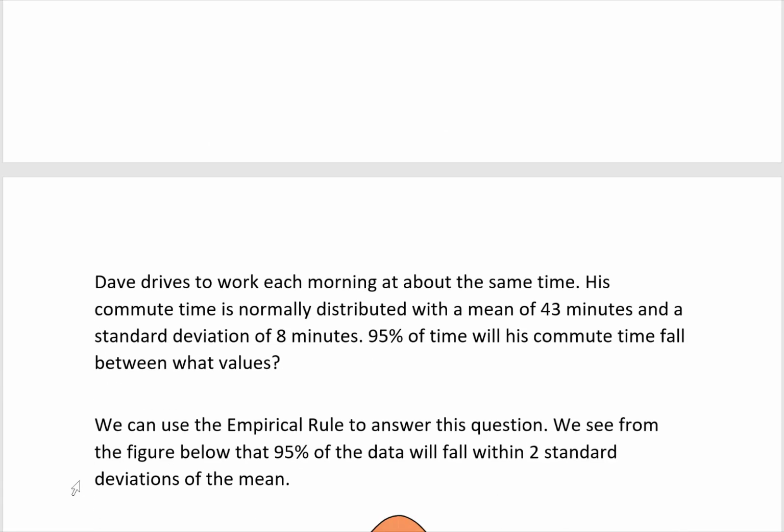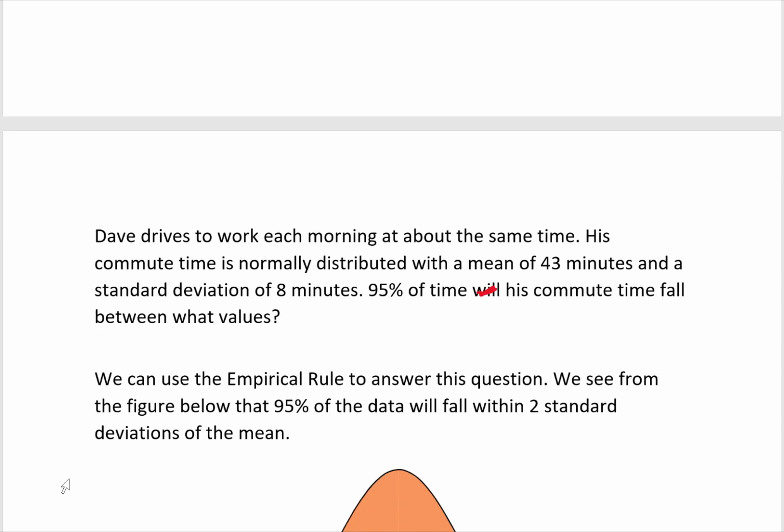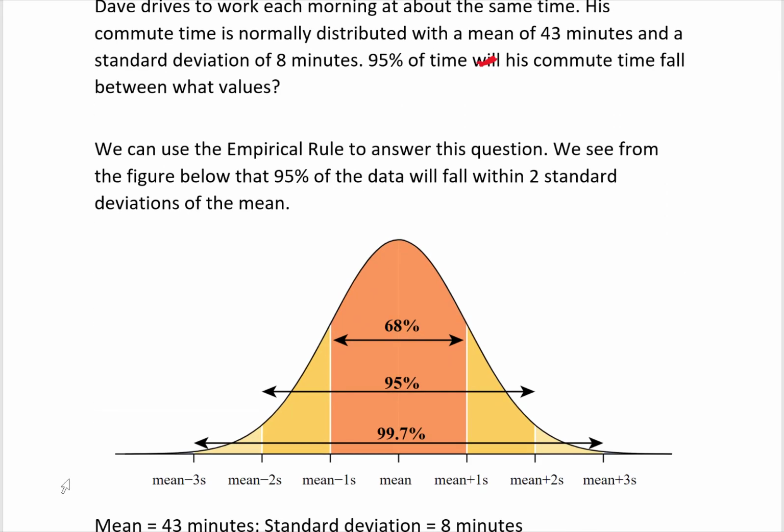Same situation. Dave drives to work each morning at about the same time. His commute time is normally distributed with a mean of 43 minutes and a standard deviation of 8 minutes. 95% of the time, his commute time will fall between what values? We can use the empirical rule to answer this question. We see from the figure below that 95% of the data will fall within 2 standard deviations of the mean.